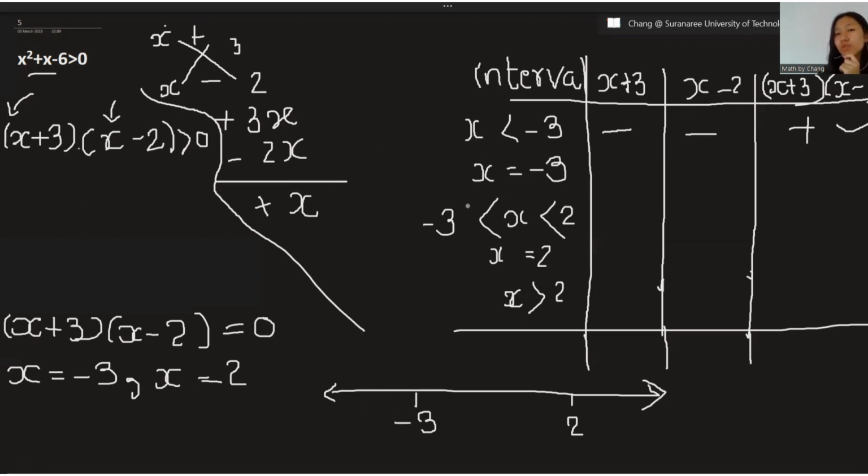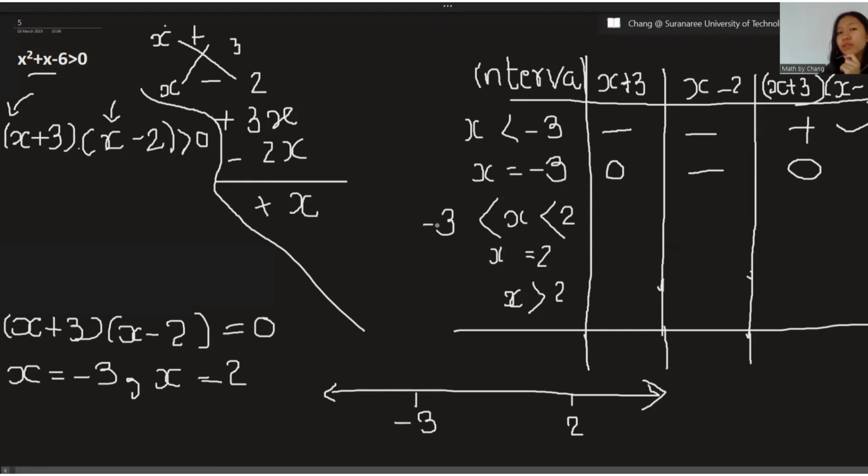Okay, so when x equals minus 3, when you put it here, minus 3 plus 3, you will get 0, right? Minus 3 minus 2, you will get minus, right? But when you multiply 0 with any plus or minus number, you will only get 0, right? So let's look at the inequality. Is the multiplication of these two brackets equal to 0? No, there is no equal sign. So you cannot consider x equal to minus 3 here.